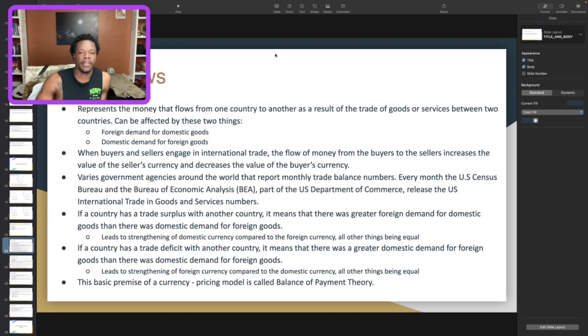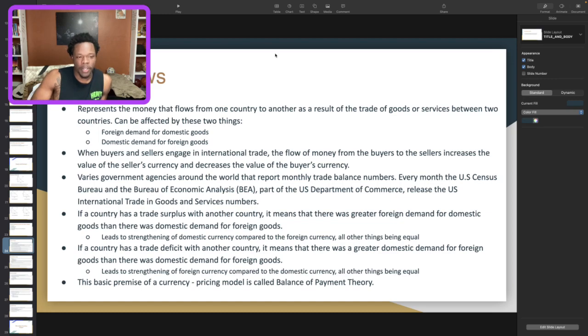That essentially means if I'm selling something out of my backyard and somebody from Japan wants to buy my stuff, that's foreign demand. They're from a foreign country and they want to buy my domestic goods. Now, if I were to buy something from Japan, for example, that'd be my domestic demand, and I'd be buying foreign goods from Japan.